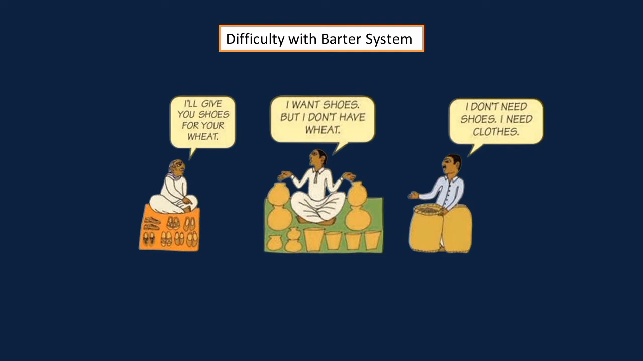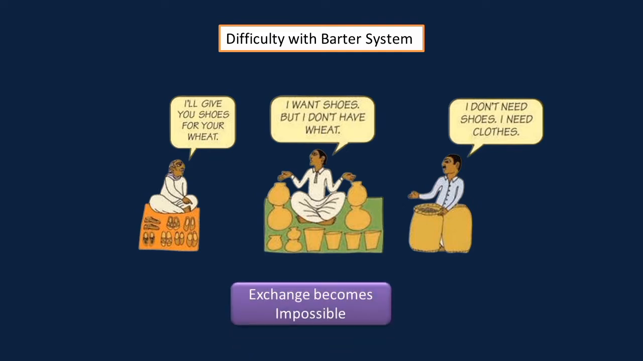If we want to buy some shoes and the other person wants to buy some wheat, and we don't have wheat but we want to buy shoes, how can we give the shoes and how can we buy the wheat? In these three pictures we can see that the first one says, I'll give you shoes for wheat, but the second one says, I want shoes but I don't have wheat. The third one says, I don't need shoes but I need clothes. So we can see that here the exchange is becoming impossible. We can see clearly that in the barter system there is so much difficulty as we have moved forward towards the production of things. A variety of products have been seen in the market, and because of this variety of products the exchange is becoming impossible.